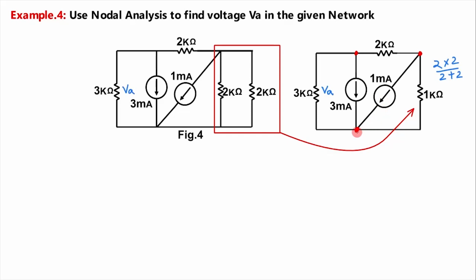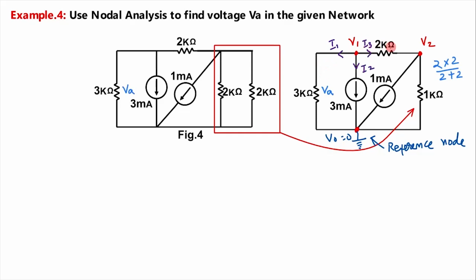Next we have to mark one principal node as a reference node. Let this be that reference node and here V0 is equal to 0 volt. Let the voltage at this node be V1 and at this node be V2. Now we will mark the currents from each node. Let this be I1, this is I2 and this is I3.